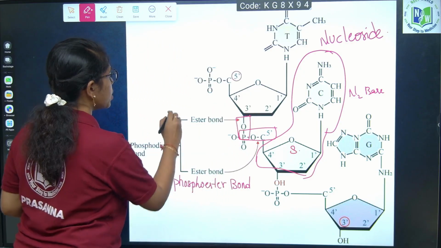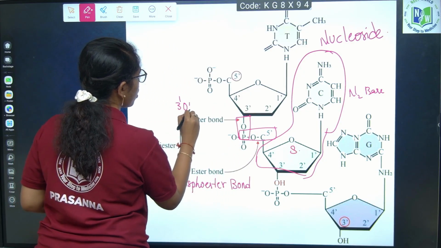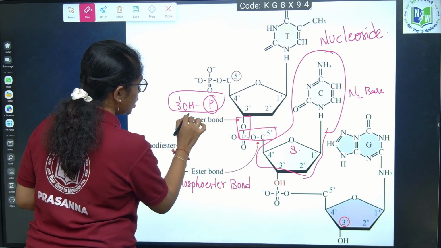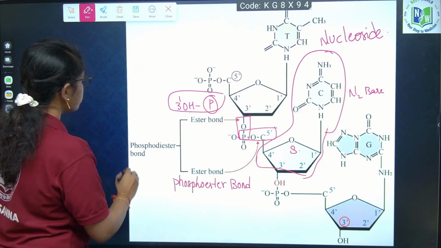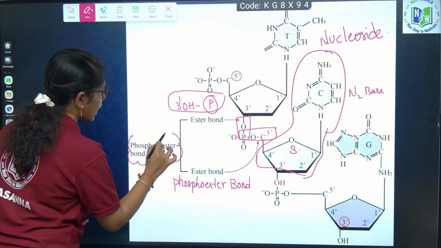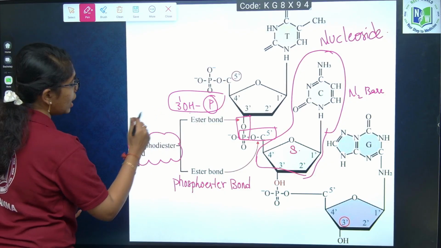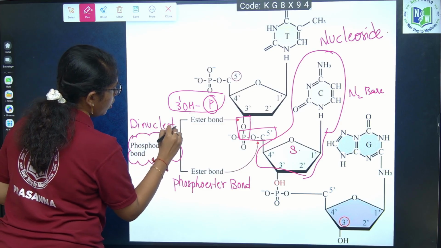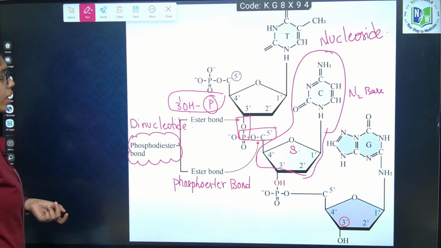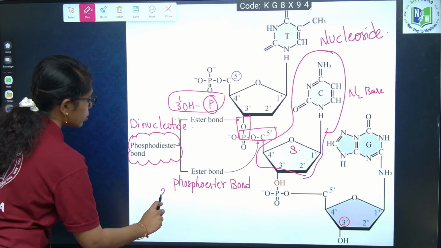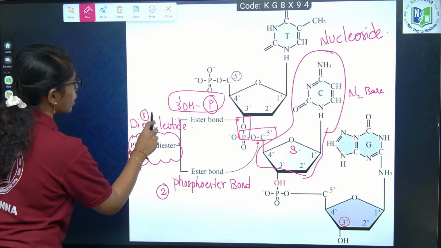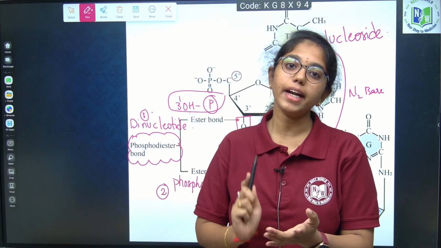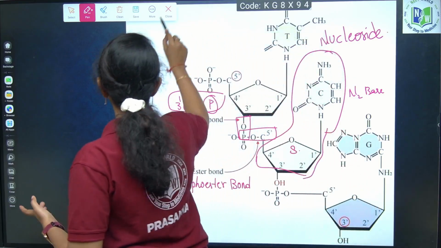Here, what is attaching? The 3' hydroxyl group is attached to the phosphate group. These two ester bonds together form what? Phosphodiester bond, which forms a dinucleotide. Now we have clearly understood the types of bonds involved in the formation of a nucleoside, nucleotide and a dinucleotide. Next.